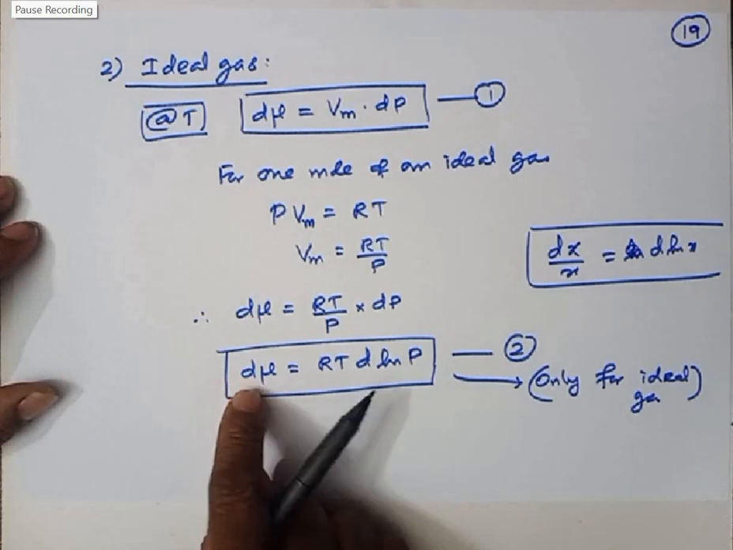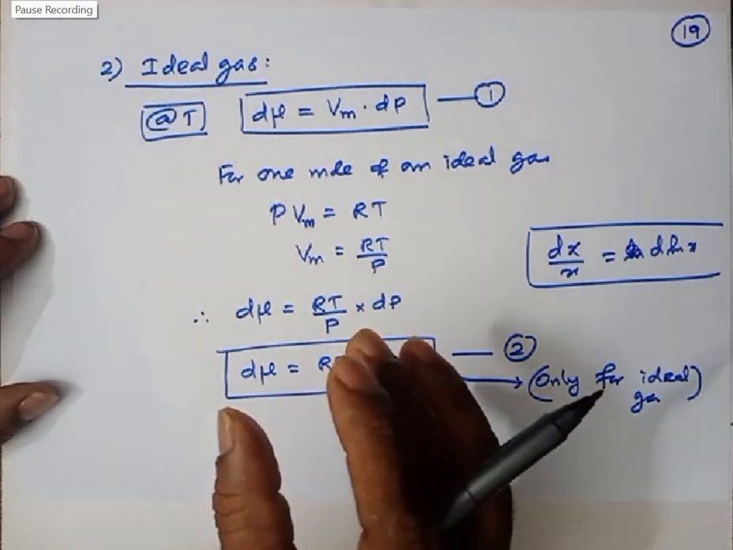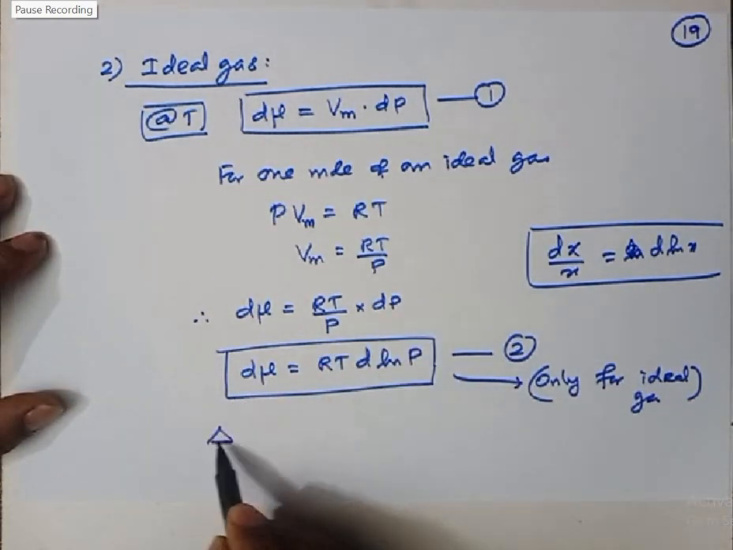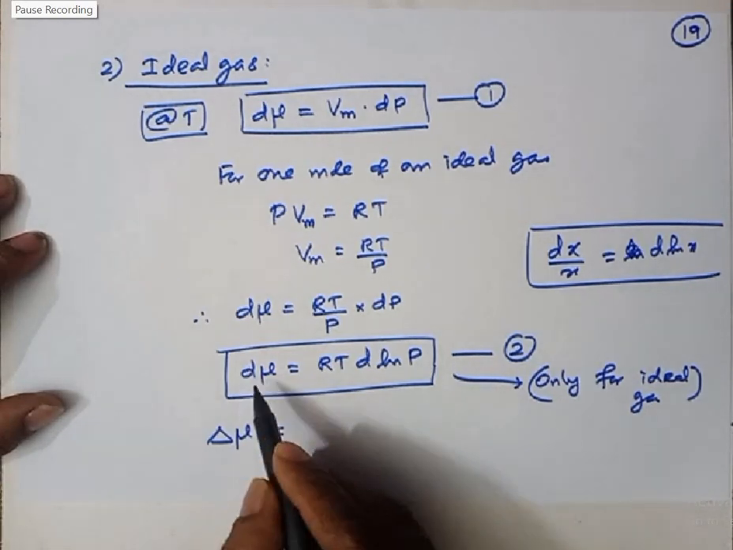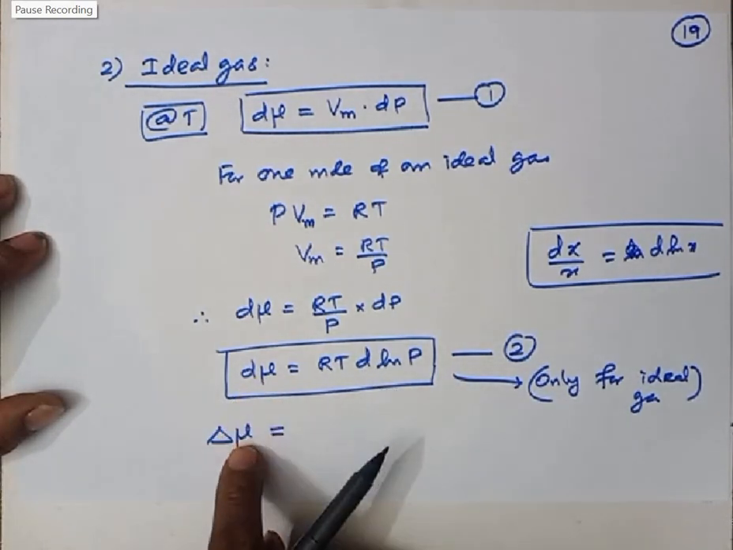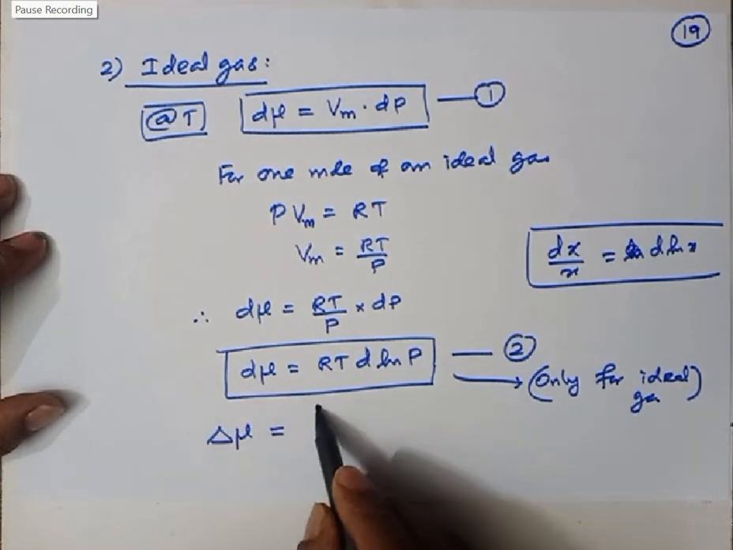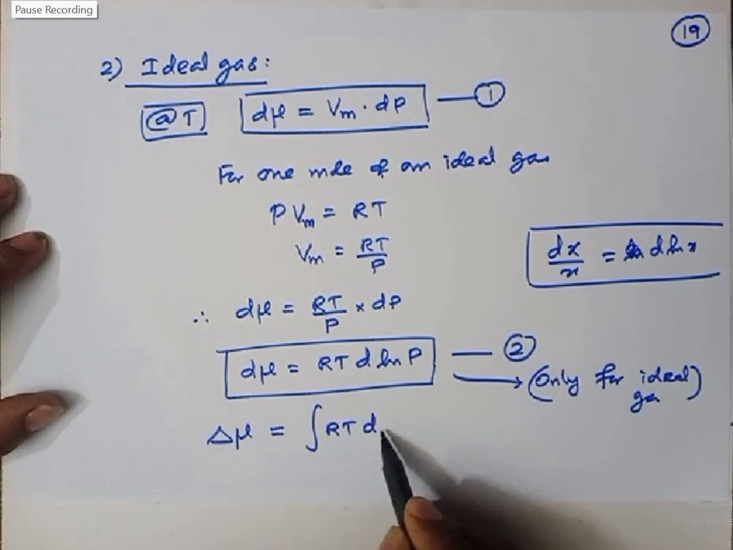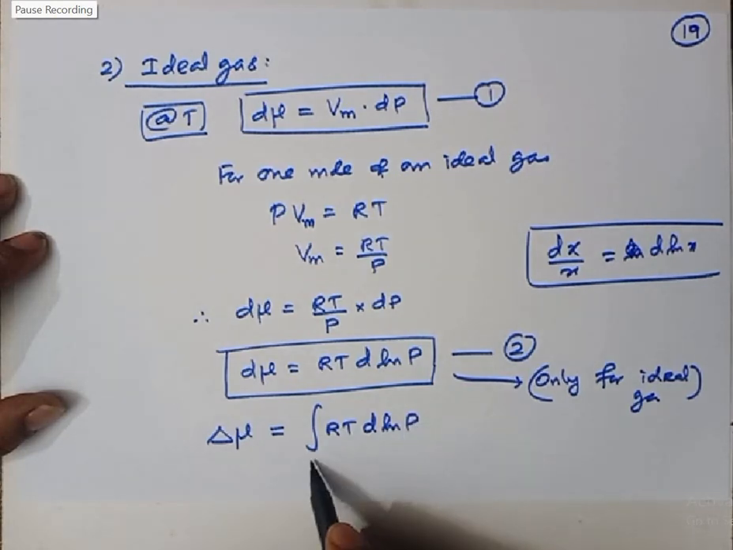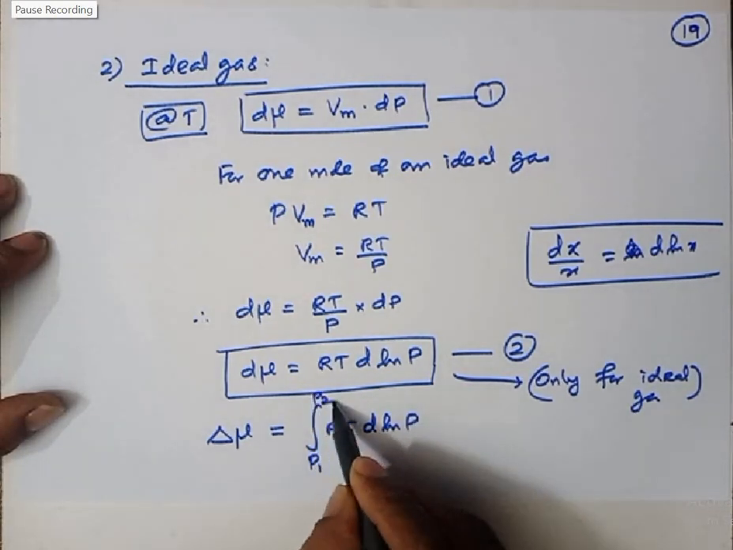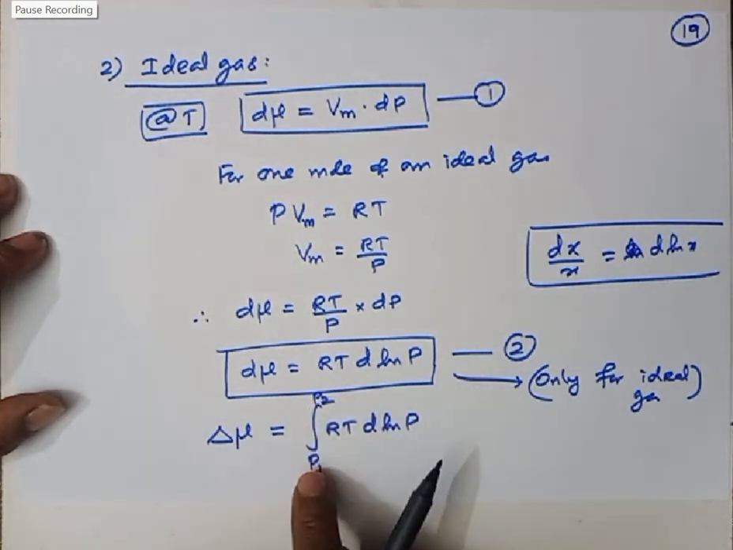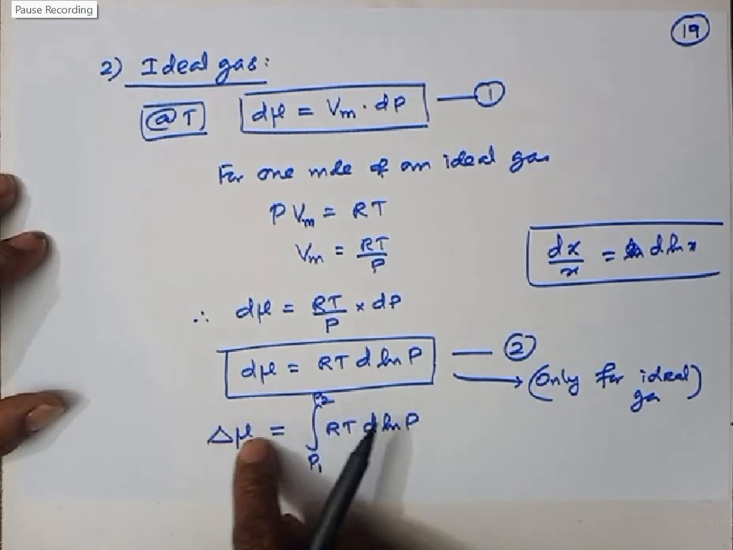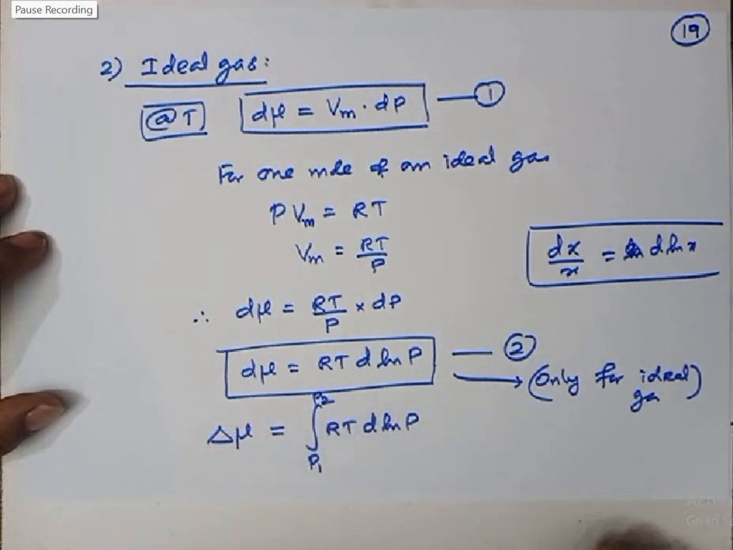Now, d mu means small change. We need to find out for finite change. So, for finite change, delta mu. What is delta mu? Mu 2 minus mu 1. Right, that we need to integrate. After integration, we'll get this. So delta mu is equal to integral RT d ln P. Let the initial pressure be P1 and final pressure be P2. I am changing the pressure, right? And how the chemical potential changes, this is what we are going to discuss. Okay, take down.